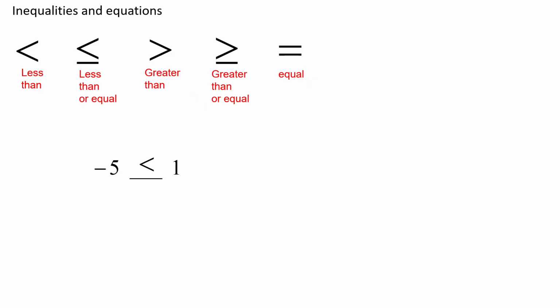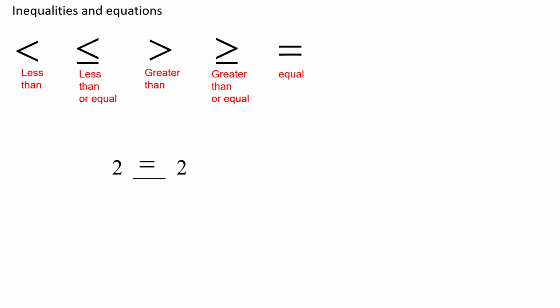-5 is less than 1 because it's negative. It's also less than or equal to 1. What symbol could we put here? 7 is greater than -12 since, well, -12 is negative. It's also greater than or equal to. Here we could put either a less than or a less than or equal to, both would be true.